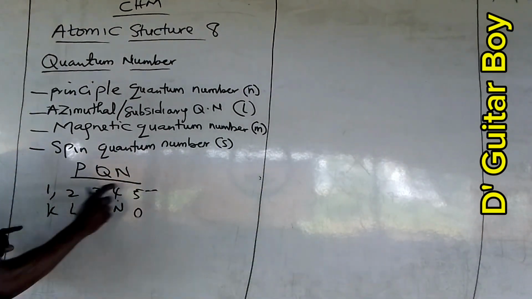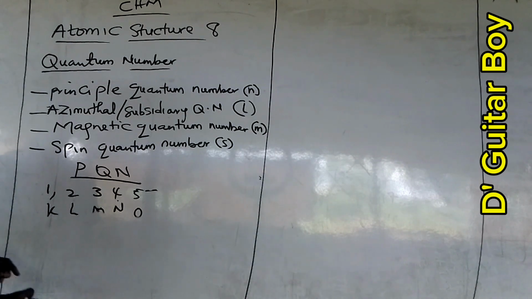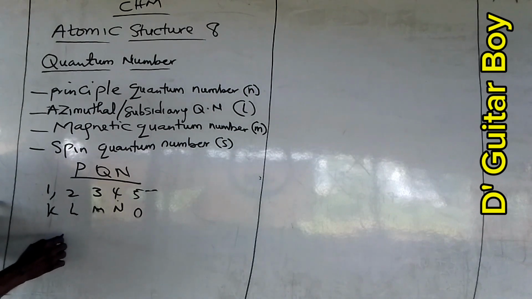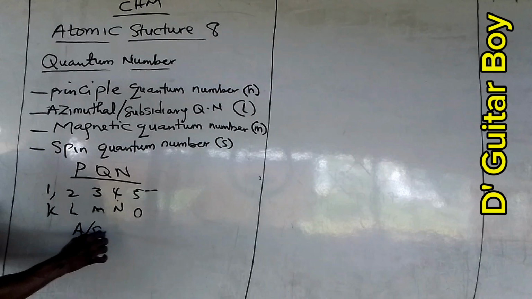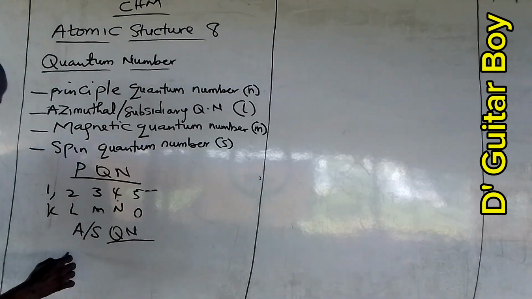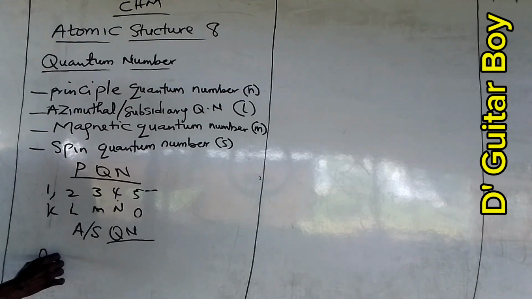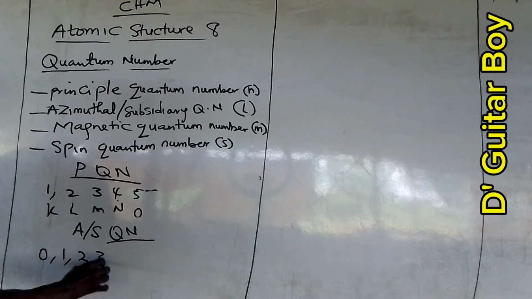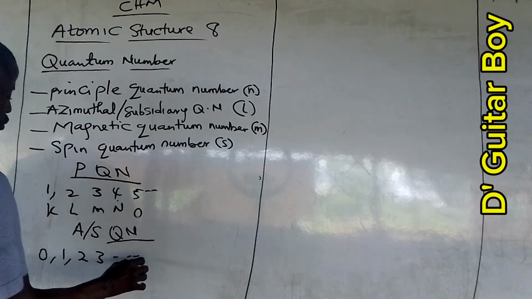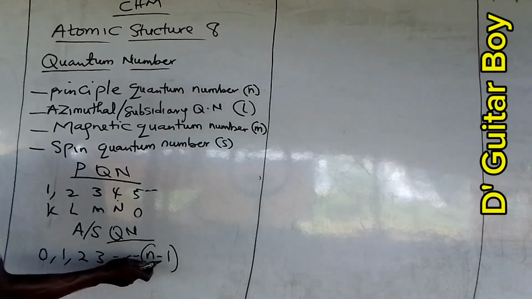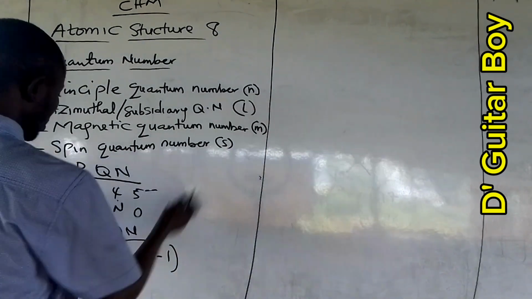Now, these are for the principal quantum number. Now, for the azimuthal or subsidiary quantum number, it has integers that range from 0, 1, 2, 3 to n minus 1. You remember n is the principal quantum number.